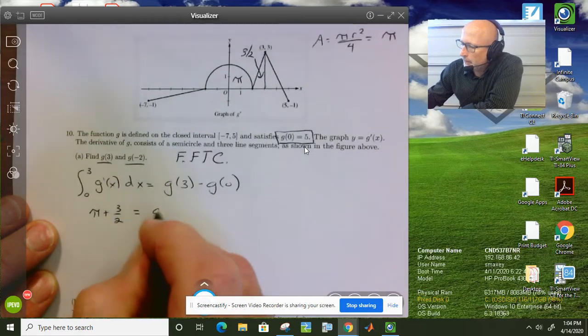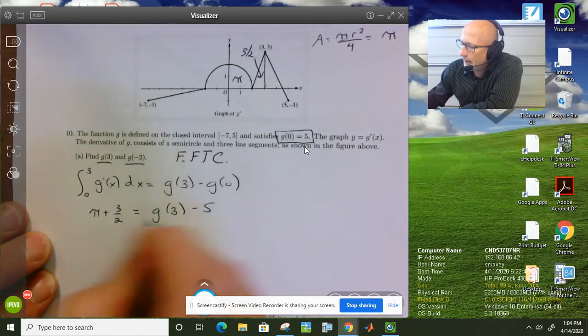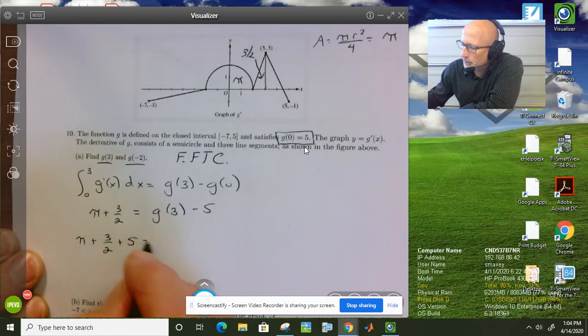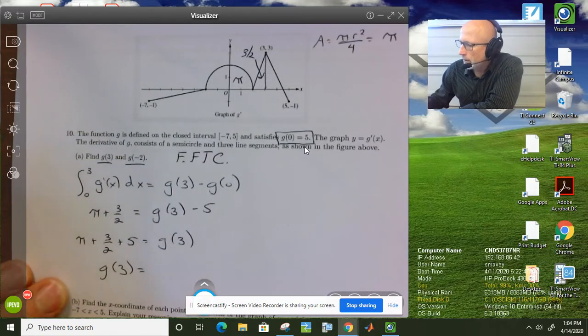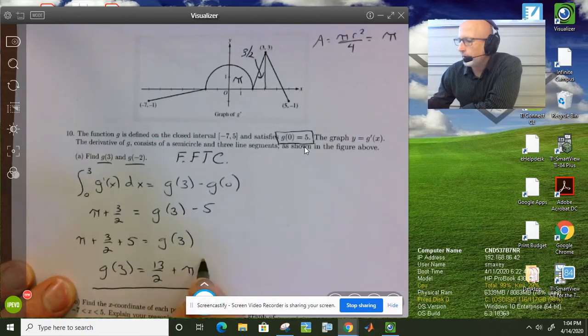That's equal to g of 3 minus g of 0, which is 5. Add 5 to the other side, so I have pi plus 3 halves plus 5 is equal to g of 3. So g of 3 is equal to, so that's 10 halves, 10 halves plus 3 halves is 13 halves plus pi. And there's my answer.